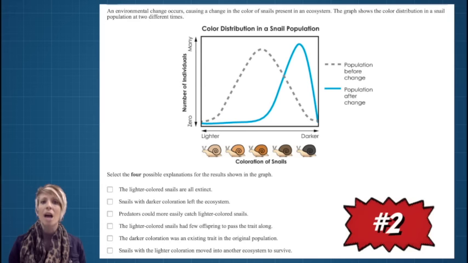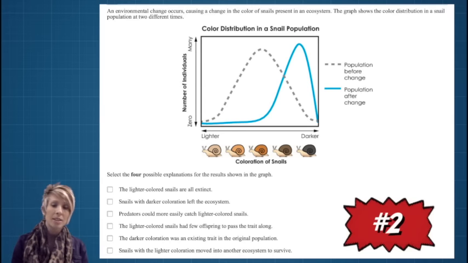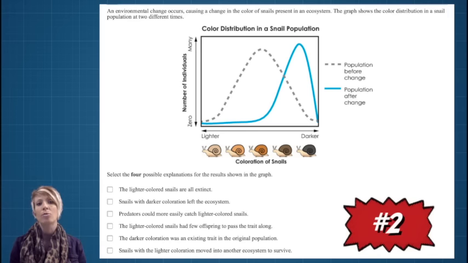This chart is on the color distribution in a snail population. At the left-hand side, which would be our y-axis, we can see it talks about the number of individuals starting at zero and going up to many. On the bottom, the x-axis, we have the color of the snails. Lighter snails being on the left, darker snails being on the right.